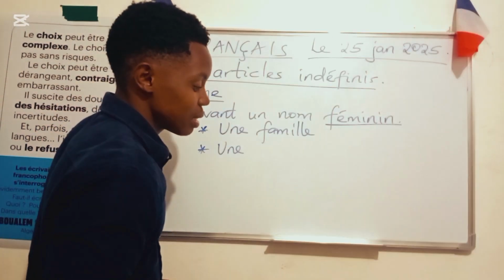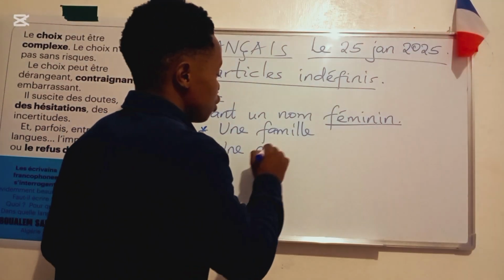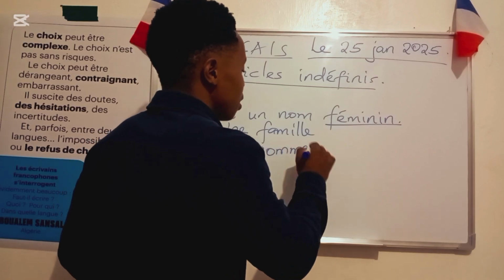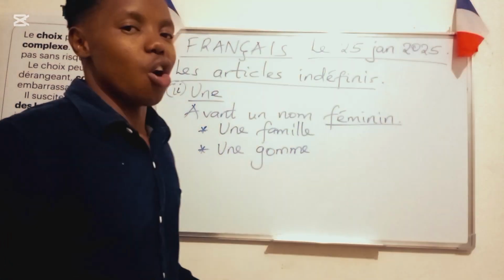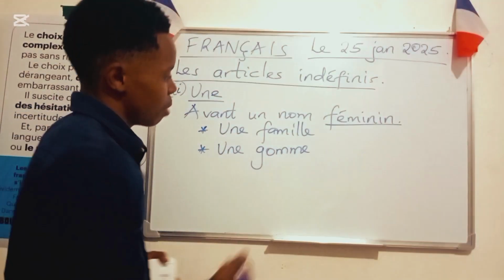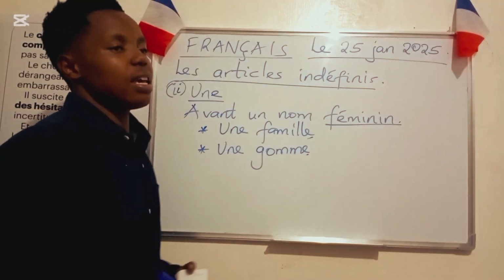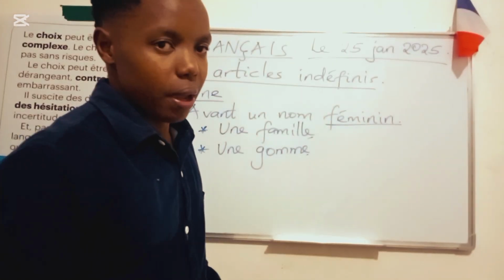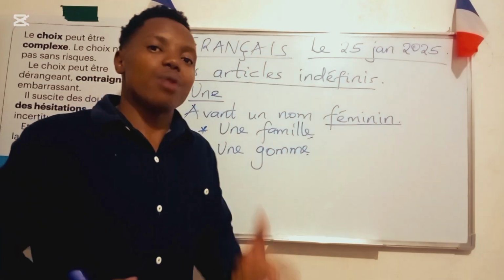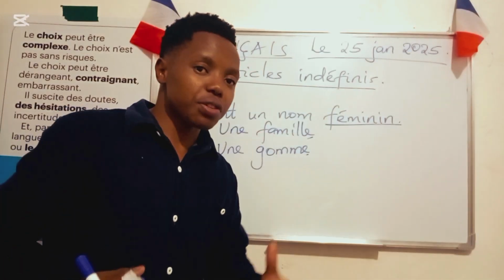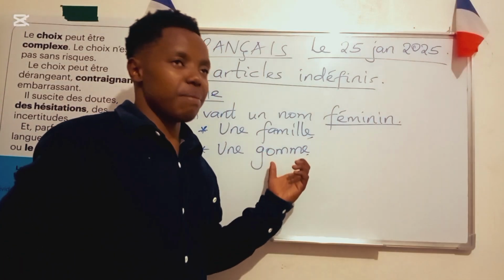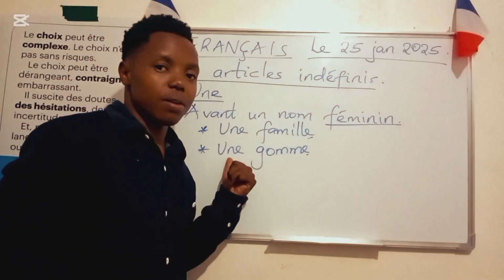For example, in a class setting, we can have une gomme. You can see they are ending with an e and it makes it feminine. Okay? So most of them that end with an e, not all of them, but most of them, will be feminine. That is why we'll say une.